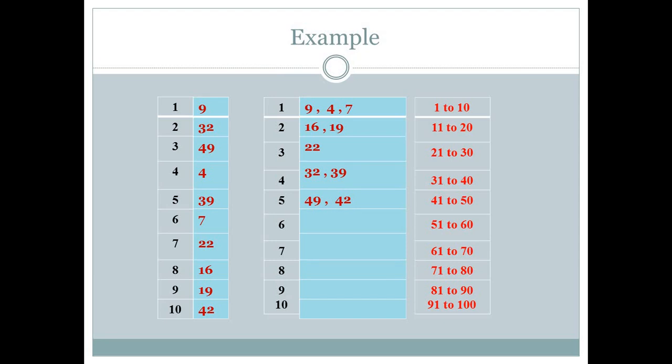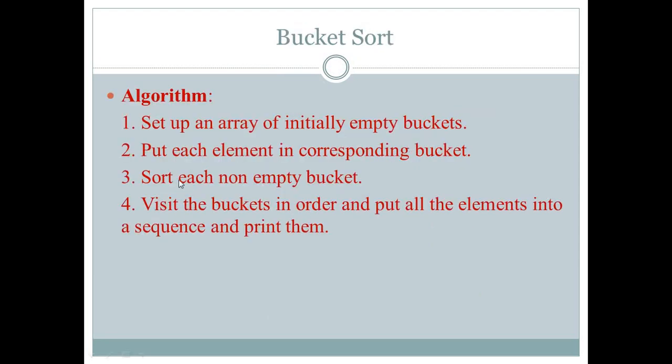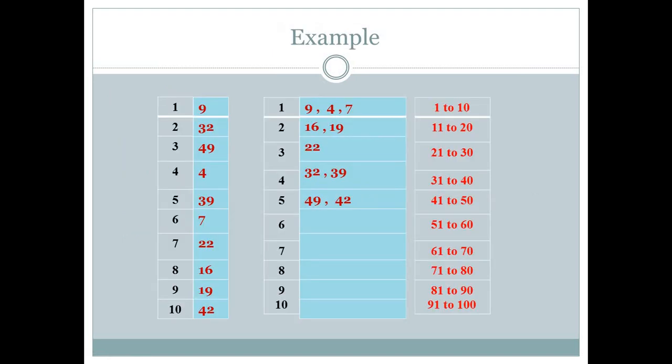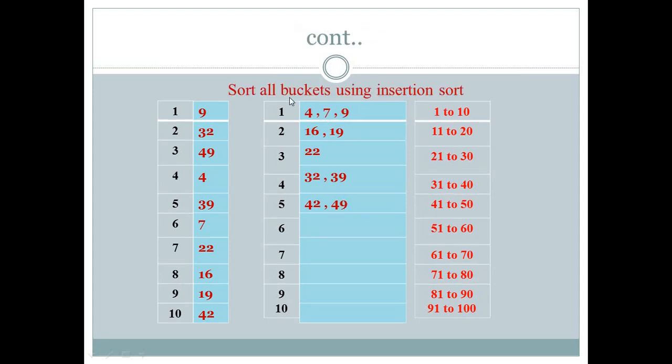So what is the next step? Here you can see: sort each non-empty bucket. We have non-empty buckets number 1, 2, 3, 4 and 5. So we will sort the first bucket, whose values are 9, 4 and 7. We will sort 9, 4 and 7 by the insertion sort algorithm. After applying insertion sort, it will become 4, 7 and 9.